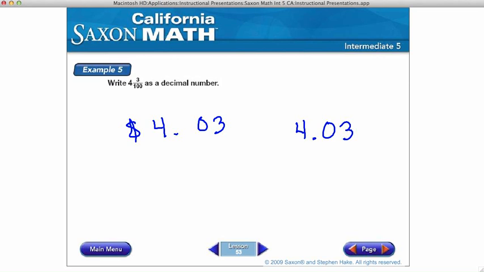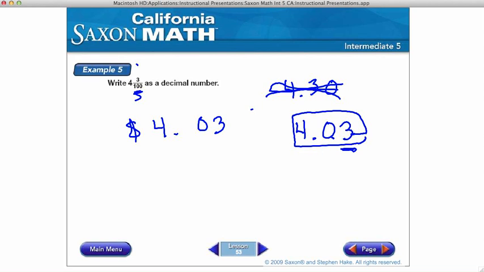We know that this is the hundredths place, so we know that our number has to end in the hundredths place, and there are only 3 of them. If I was to write this number like this, 4.3, that's 4 and the equivalent of 30 hundredths, or 3 dimes, or 30 cents, which is too much. So 4.03 then is our answer.